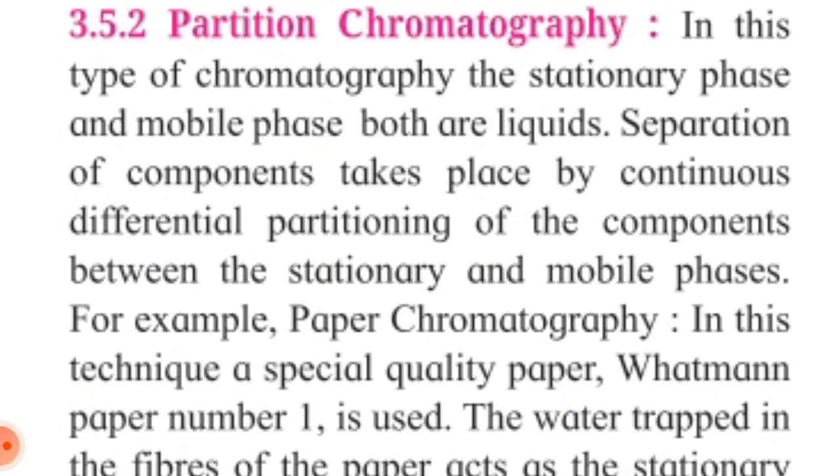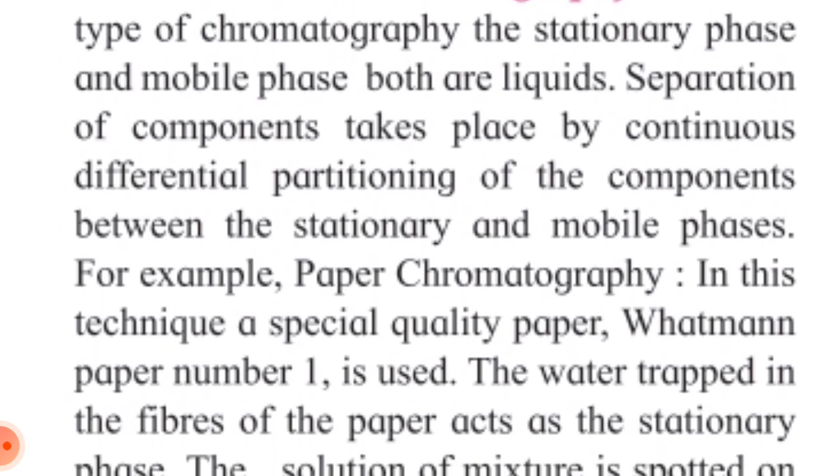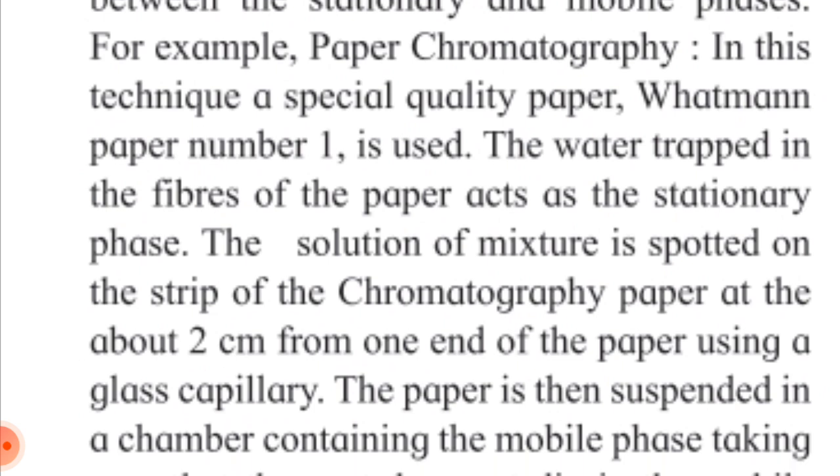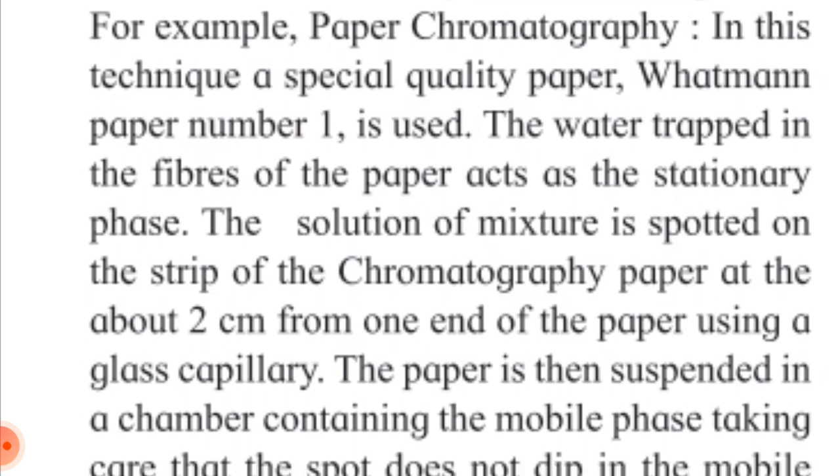Partition chromatography. In this type of chromatography, the stationary phase and mobile phase are both liquid. Separation of components takes place by continuous differential partition of the components between the stationary and mobile phase. Example, paper chromatography. In this technique, a special quality paper, Whatman paper number 1, is used. The water trapped in the fibers of the paper acts as the stationary phase.